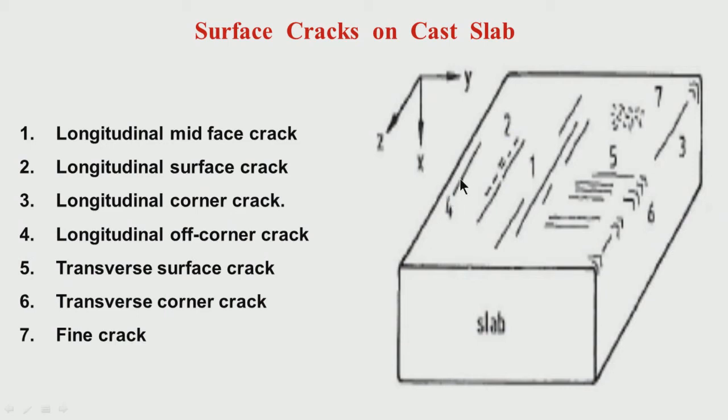Now, let us come to the transverse cracks. Look at these cracks. These are on the surface, but in transverse directions, perpendicular to the longitudinal direction. So, we call them transverse surface cracks because they are on the surface. Now, look at these cracks at the corner, but in transverse directions. Here again the direction is transverse, but the location is corner. So, this is 6, and we call them transverse corner cracks.